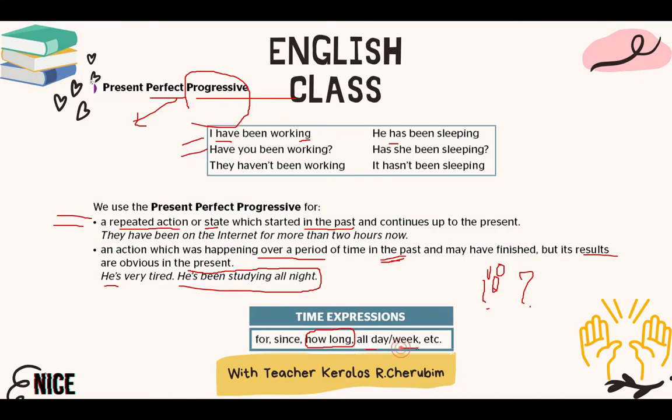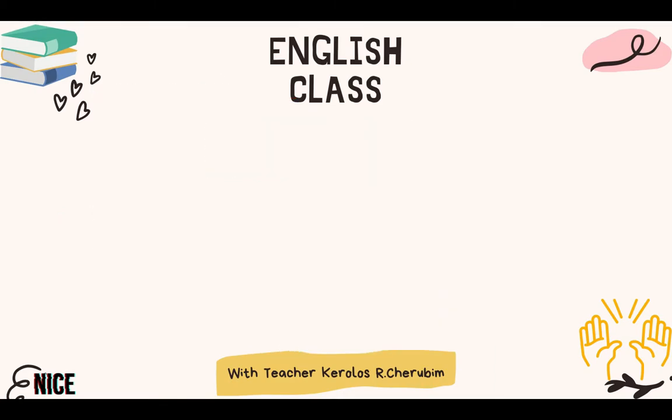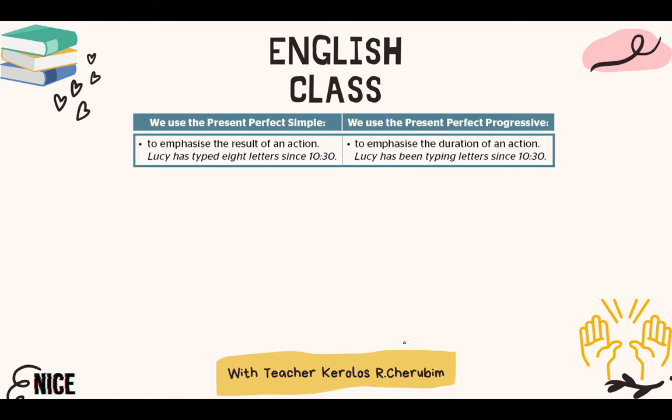All day, all week, etc. So we use the word all with any time reference then. Let's go to the next part, the comparison thing. Yes, that's how you can understand the present perfect simple versus the present progressive, the present perfect progressive, I mean.